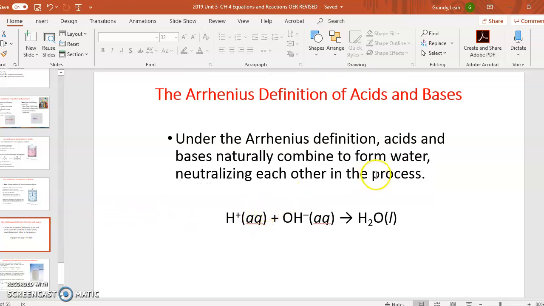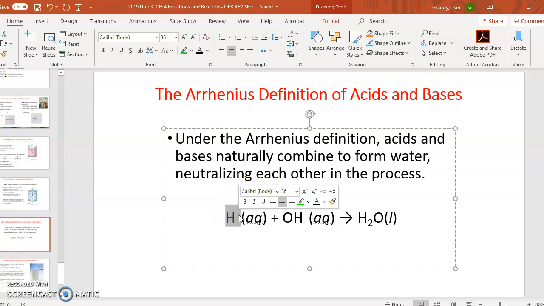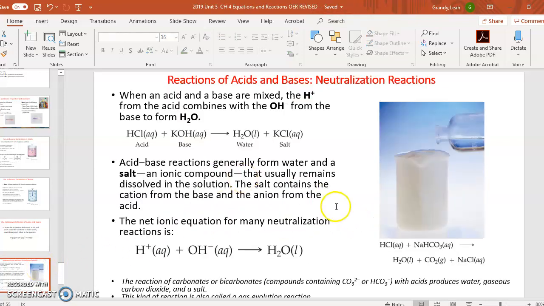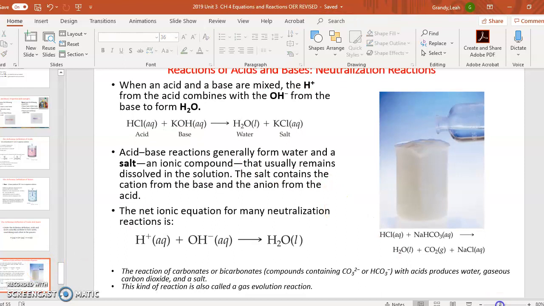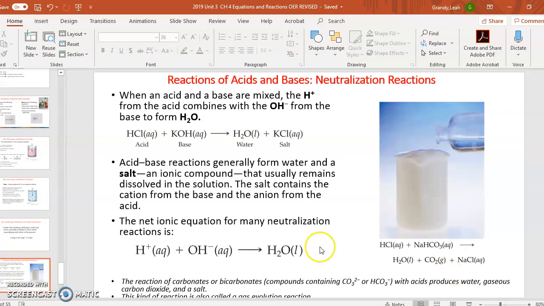So again, just looking at this definition that we're asked to look at, acids and bases naturally combine to form water. So think about that H plus from the first example with HCl, the OH minus from the NaOH example. Within those, so this is the acidic part, this is the basic part, so acidic and basic parts form water. So let's look at the purpose of this unit, which is more specifically to get into what's called the neutralization reaction, since we're looking at types of reactions.